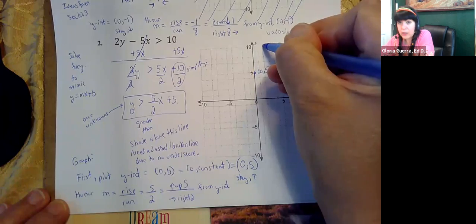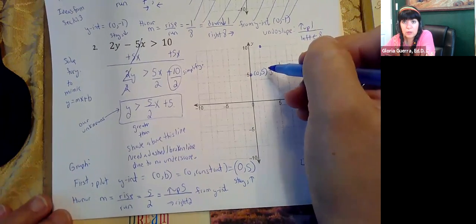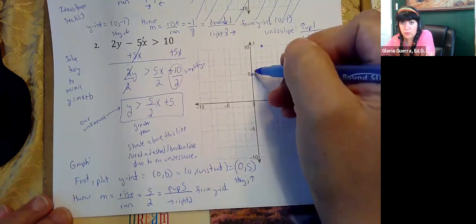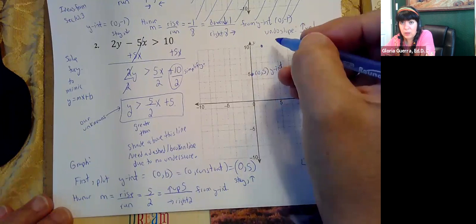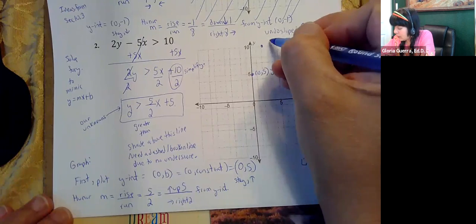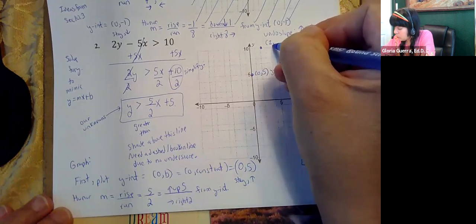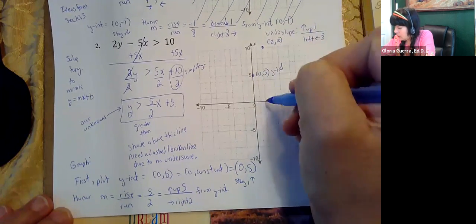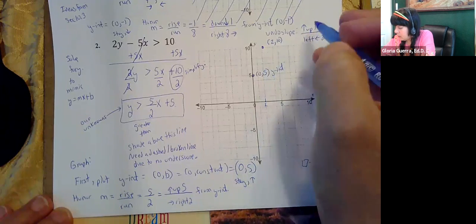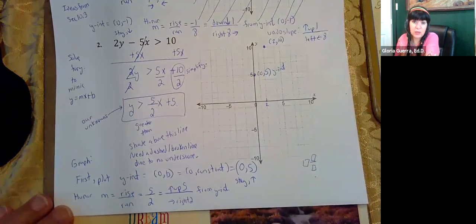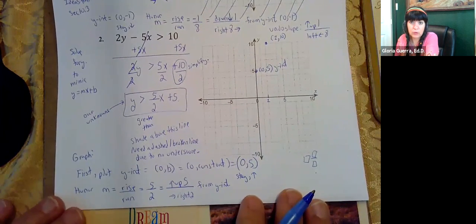So my lines are kind of light. I don't know how your lines look. Mine are kind of light, but I know to go up 5 means it takes me from 5 to another 5, which is 10, and then right 2. So that is the point 2, 10, right? This is 2 right here. 2, 10.